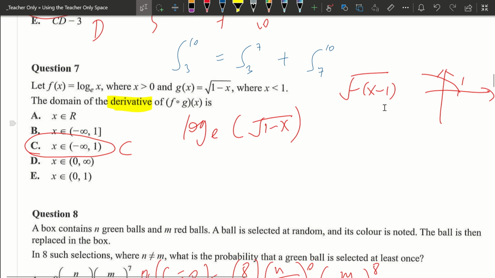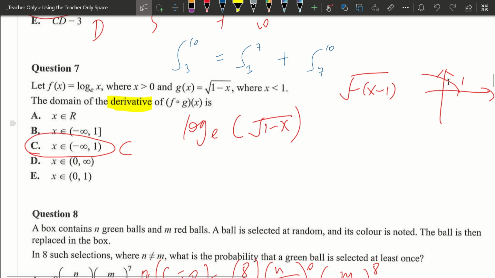Okay, so the first thing I did was I drew the square root function. I took the negative out of the x because I need the coefficient of x to be 1 before I can see all the transformations. And so now I can see a reflection in the y-axis and a translation in the positive direction of the x-axis.